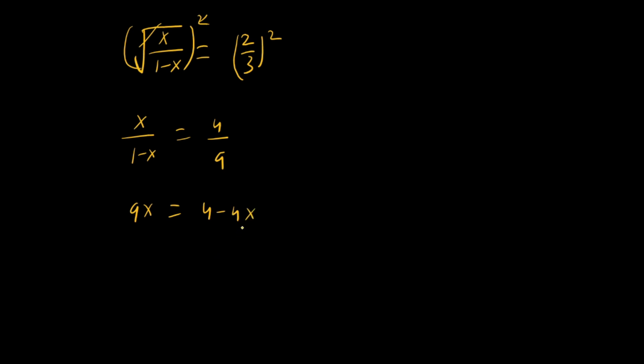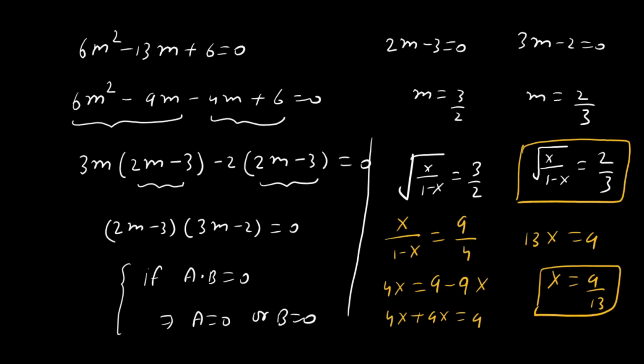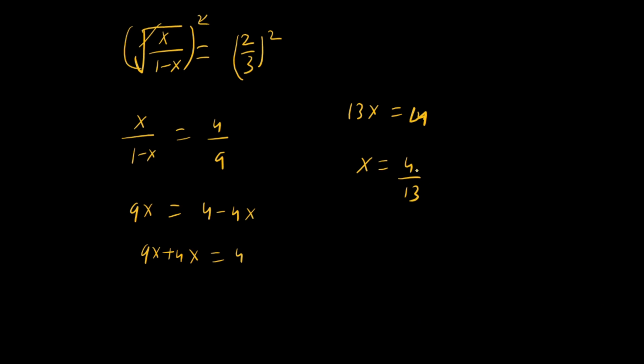This negative 4 times x, if we take to the left hand side, then 9 times x plus 4 times x is equal to 4. Then 9 times x plus 4 times x is 13 times x is equal to 4. Now if we divide both sides by 13, then x is equal to 4 over 13. Here two possible values. First value of x is 4 over 13 and second value of x is 9 over 13. This is our final answer.